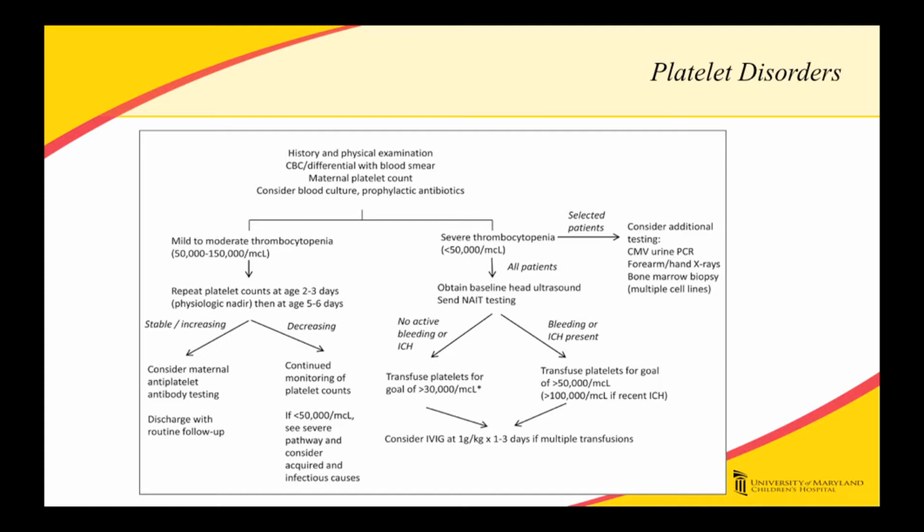This is usually a send out, I believe, to Wisconsin. If there's no active bleeding or ICH on your ultrasound, they recommend transfusing platelets to keep the goal above 30,000. And then we typically do add IVIG. A lot of times we do have to give more than one dose. So with our most recent NAIT child, we had to give a total of 2 grams per kilo. We gave 1 gram and then we gave another gram.